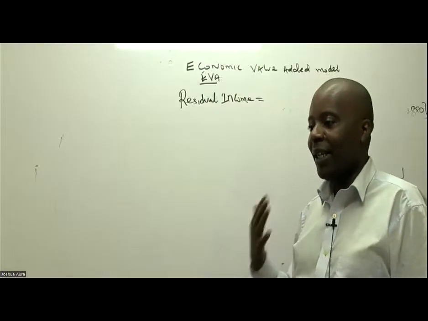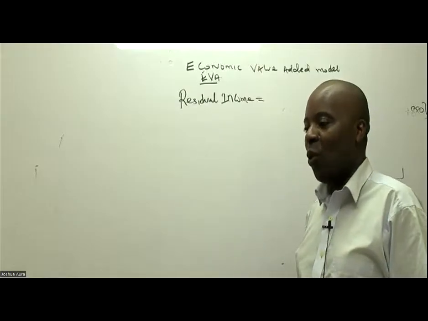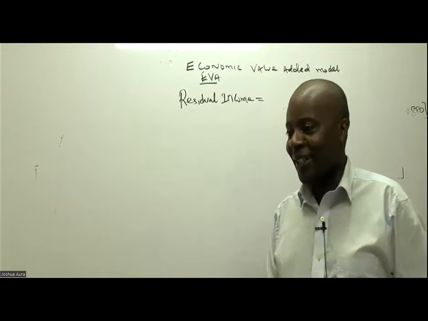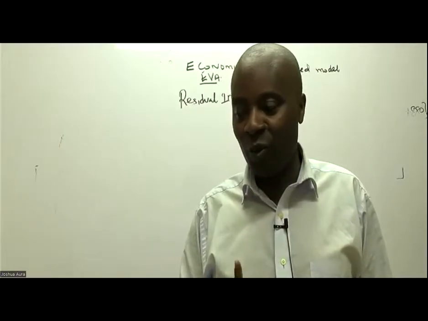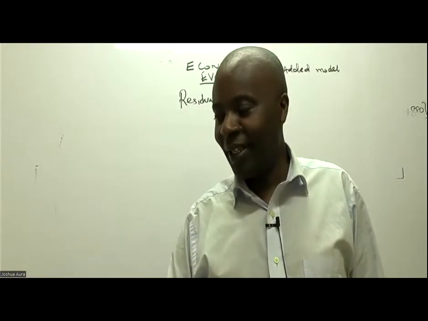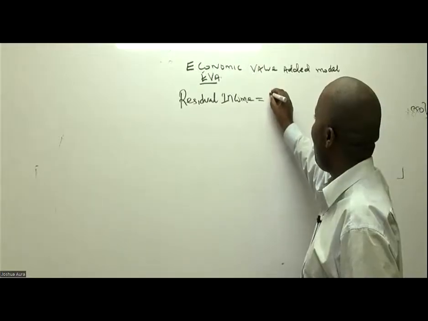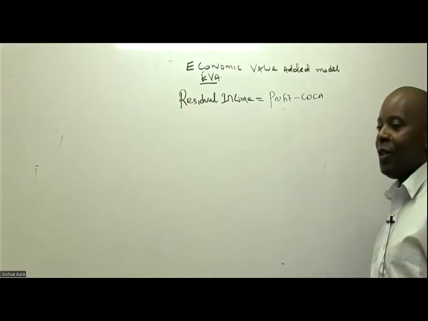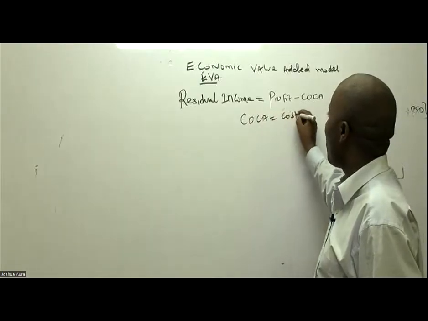Who remembers? Residual income equals something minus something. I'm sure there must be some people here who are going back to their notes to make reference. Thank you very much, Atieno. It is profit minus Coca, where Coca is cost of capital employed.